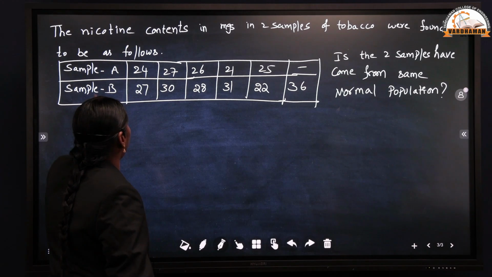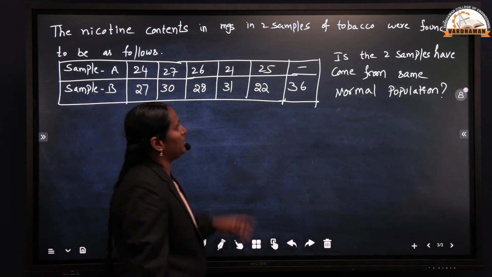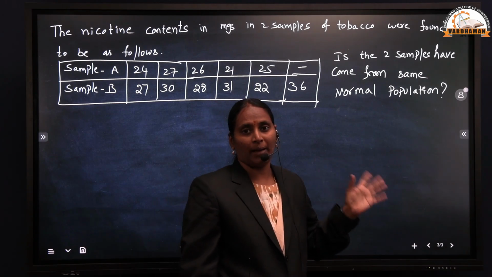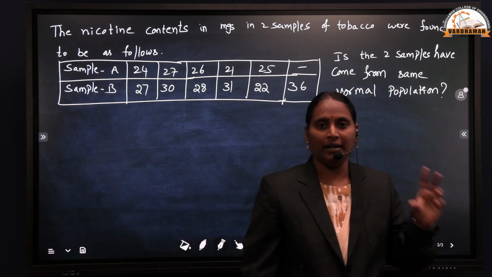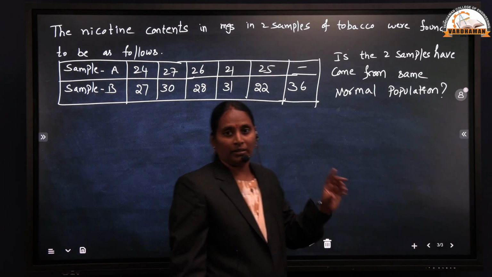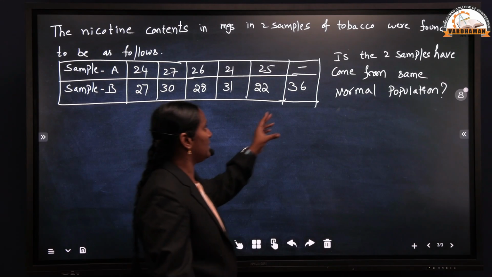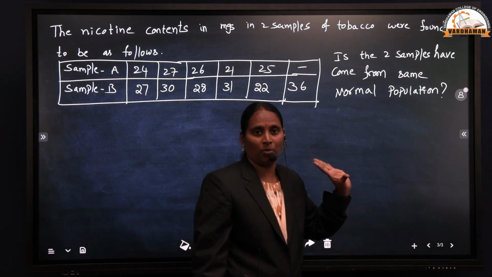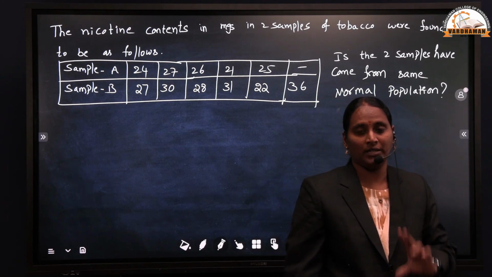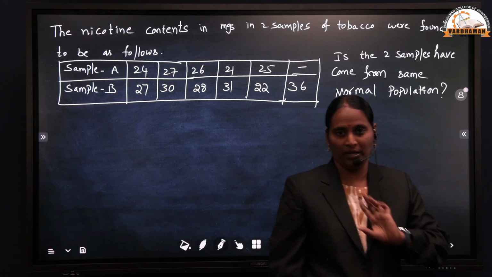Now let us see one more problem on the F test for equality of population variances. The nicotine contents in milligrams in 2 samples of tobacco were found to be as follows. In the given problem, they gave you 2 sample sizes. The sample sizes may or may not be equal. Whatever it may be, they are asking us to check whether these 2 samples came from a normal population, and whether there is equality of these population variances. The test will be an F test.